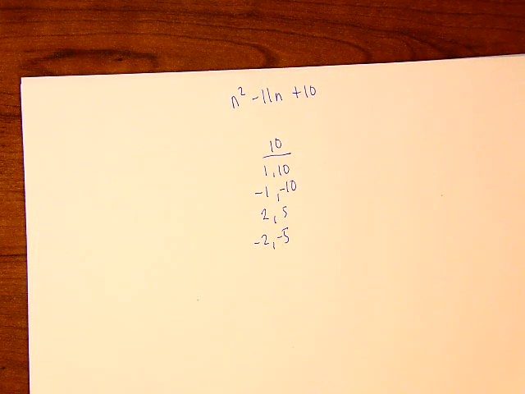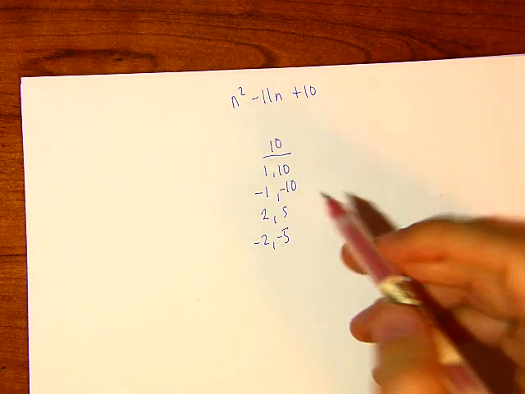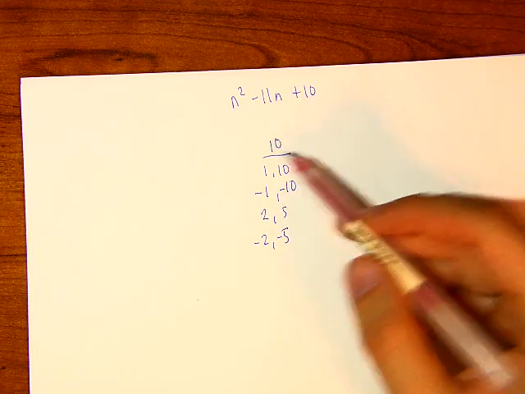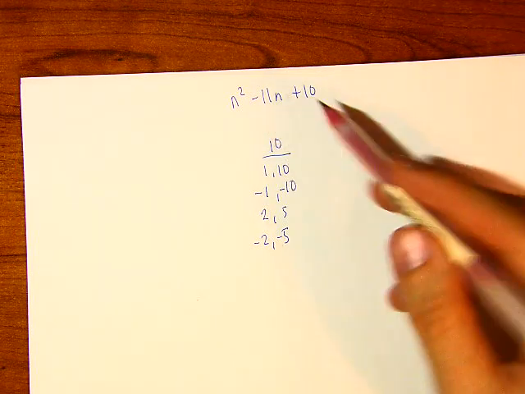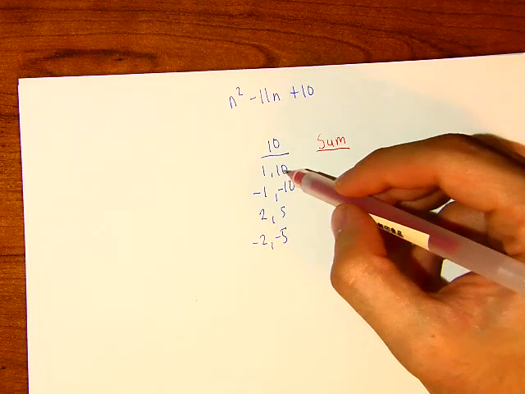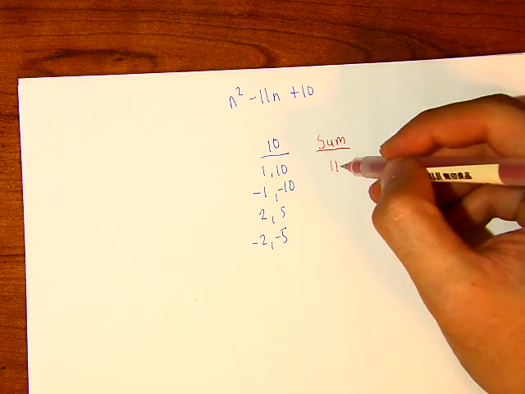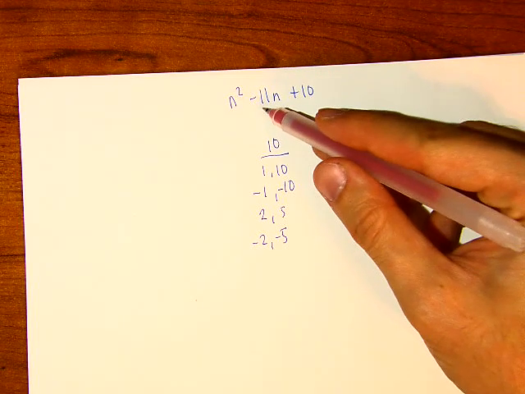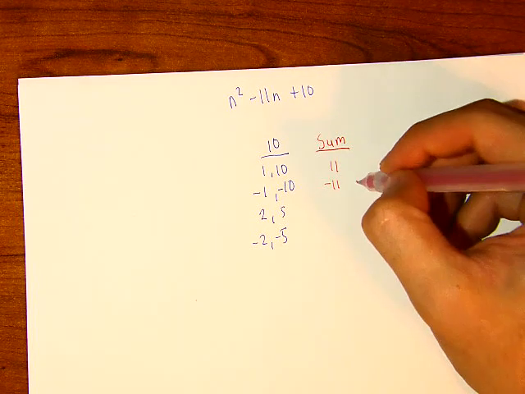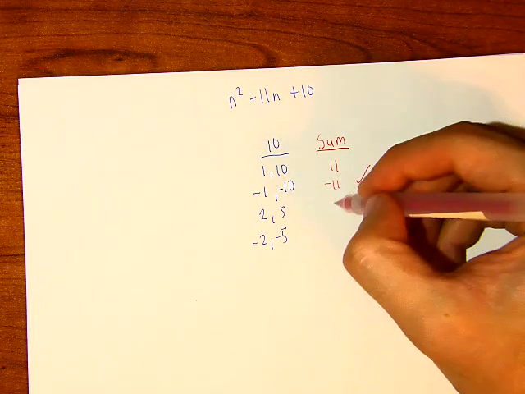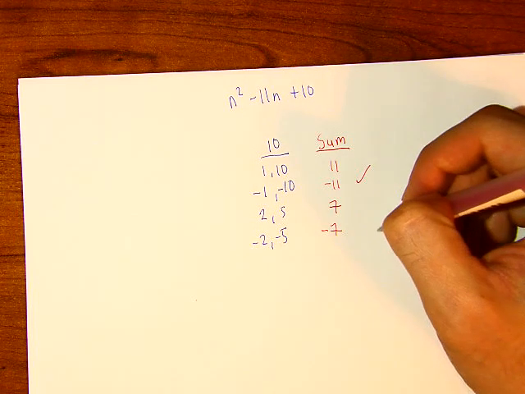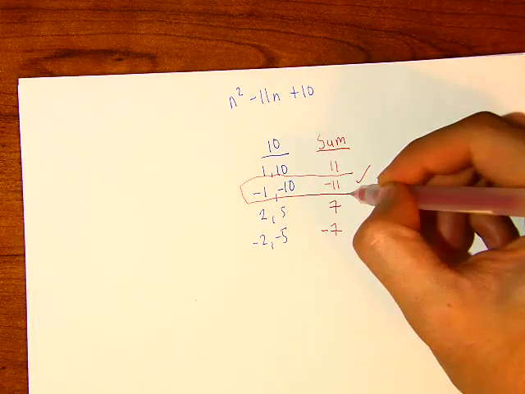But what are we looking for? Not only do the two numbers have to multiply to give you positive 10, when you add them, they have to give you negative 11. So here, we're going to use the sum. What is the sum of this? 1 plus 10 is 11, so that doesn't work because we don't want 11, we want negative 11. Let's see, negative 1 plus negative 10 gives us negative 11. So this one looks good. Let's just check the others. 2 plus 5 is 7, that doesn't work. Negative 2 plus negative 5 is negative 7. So this is the one. This combination works.